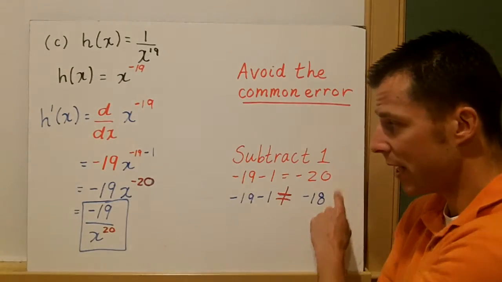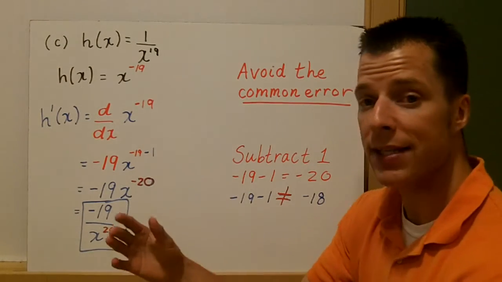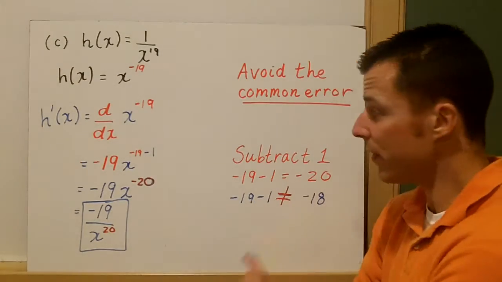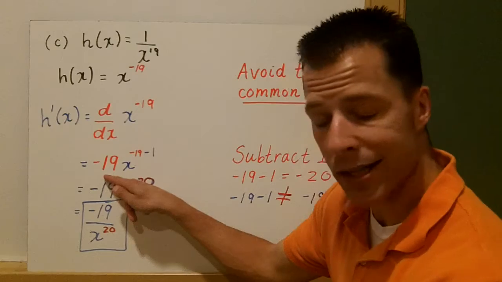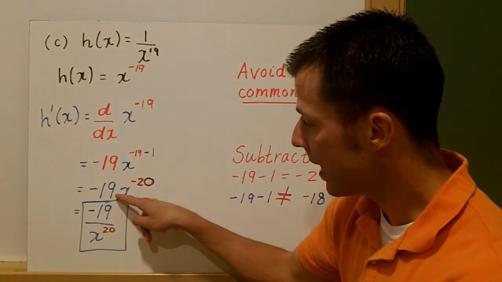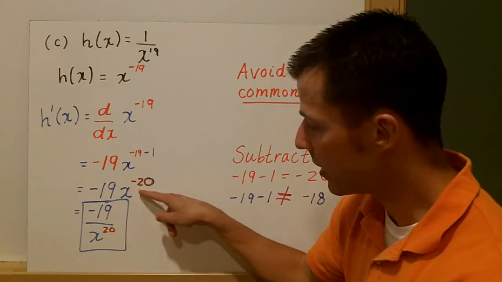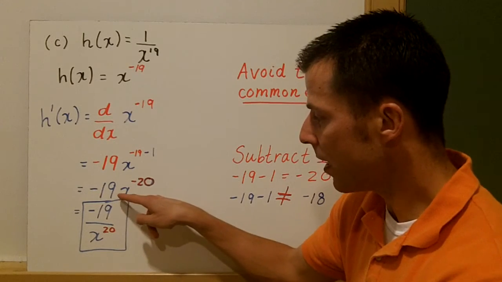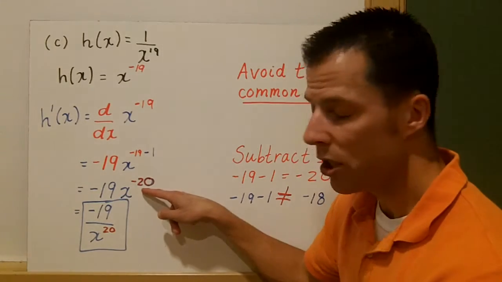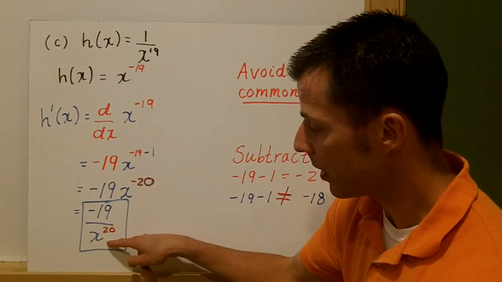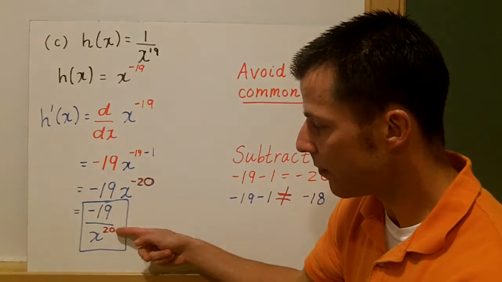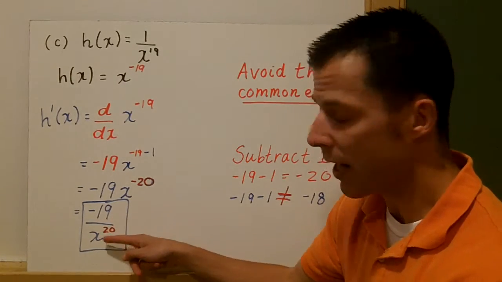So that's a common error here when we subtract. Students accidentally add 1 instead of subtract 1. So just be very careful of this. So the negative 19 gets multiplied out front to the x, and negative 19 minus 1 is negative 20. You can leave it as negative 19 times x to the negative 20th, you could simplify that also by bringing the exponent down to the denominator. So this is another simplified form, negative 19 over x to the 20th.